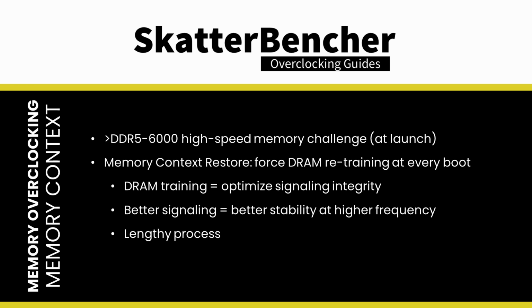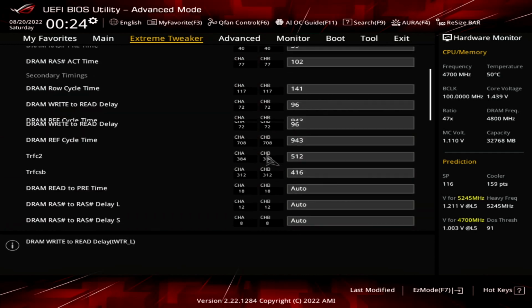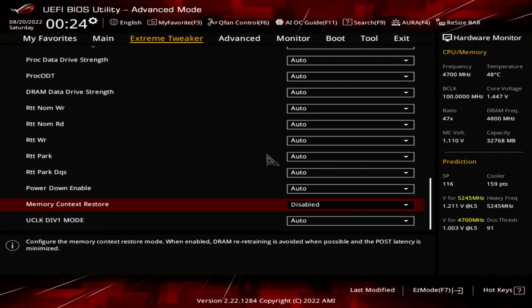Memory training can be a lengthy process, so to improve a system's boot up speed, BIOS routines typically skip some parts or even the entire process. I find that disabling this option and thus forcing the DRAM training process on every boot significantly improves memory stability at higher frequencies. Sadly, it also lengthens the boot up process. In the ASUS ROG BIOS, you can disable Memory Context Restore in the Extreme Tweaker DRAM Timing Control submenu.